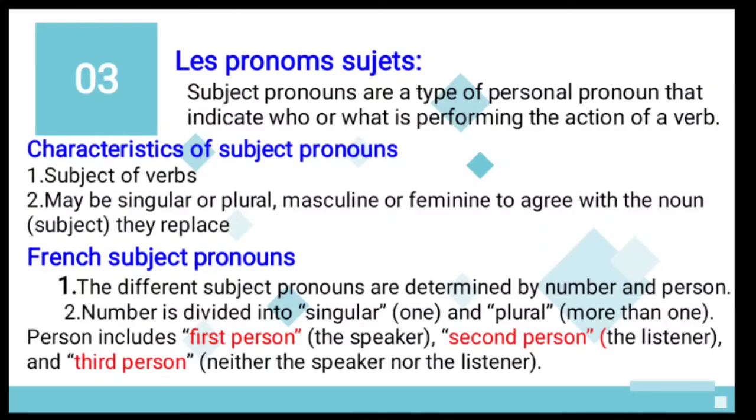So next, French subject pronouns. What are the French subject pronouns? Different subject pronouns are determined by the number and the person, like singular or plural. Number is divided into singular and plural. Singular means what? One, and plural means what? More than one. And person includes first person, that is the speaker, second person, that is the listener, and third person, neither the speaker nor the listener. So these are the persons the subject includes.